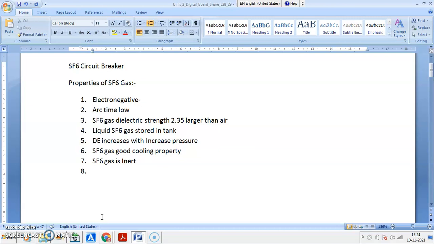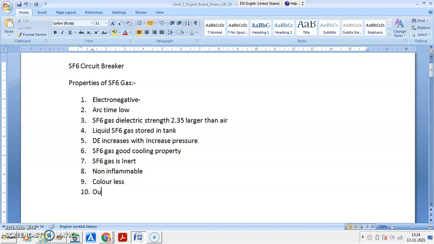Then this is non-inflammable. This is very important. Flammable and non-inflammable. So it is a non-inflammable gas, so the risk of fire hazards will be very low. Then the gas is colorless and odorless. This is a property. म्हणजे वास येत नाही, कलर नाहीये.